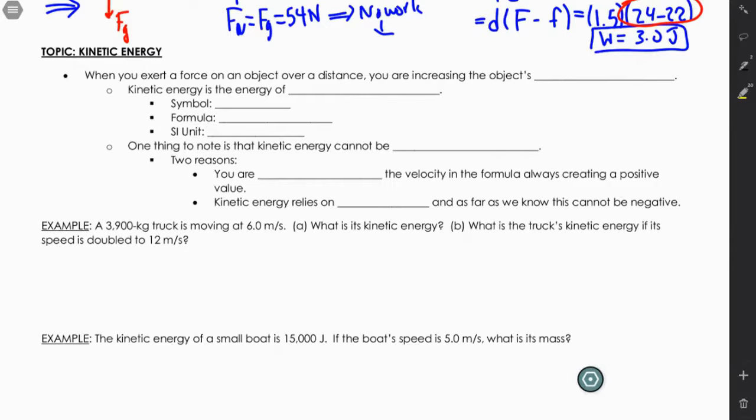Okay, in this video, we're going to look at kinetic energy. I know the last video was a little long talking about work, but there's a lot of little things that go along with work that you do have to account for. And so here, let's talk about kinetic energy. So you just have to remember that this is kind of that physical science definition as well. So when you exert a force on an object over a distance, you're increasing the object's kinetic energy.